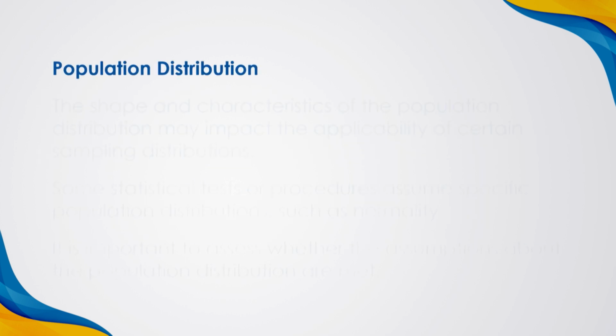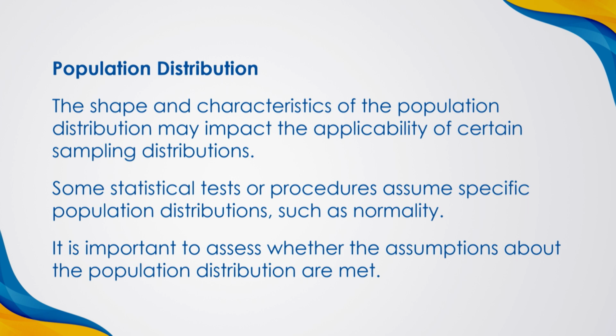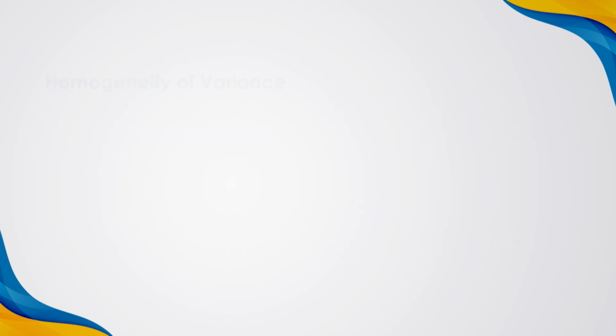Population distribution. The shape and the characteristics of the population distribution may impact the applicability of certain sampling distributions. Some statistical tests or procedures assume specific population distributions, such as normality. It is important to assess whether the assumptions about the population distributions are met.